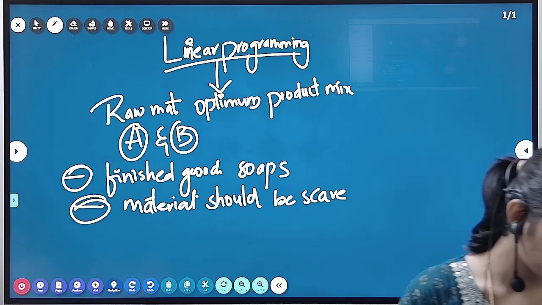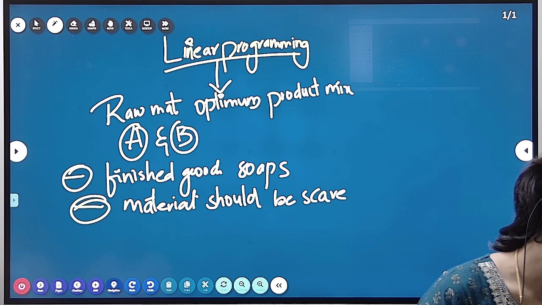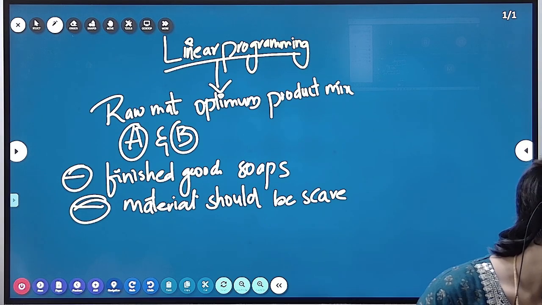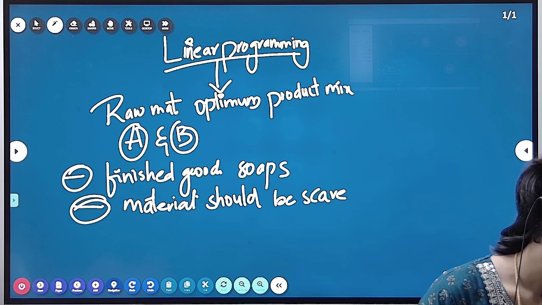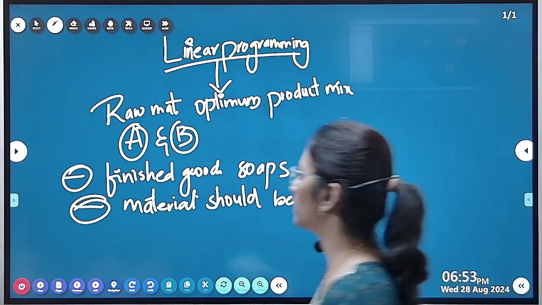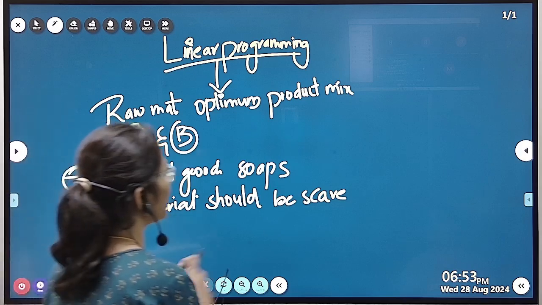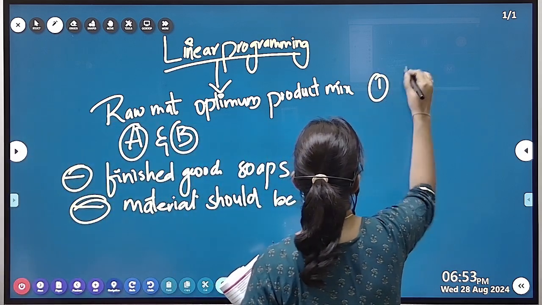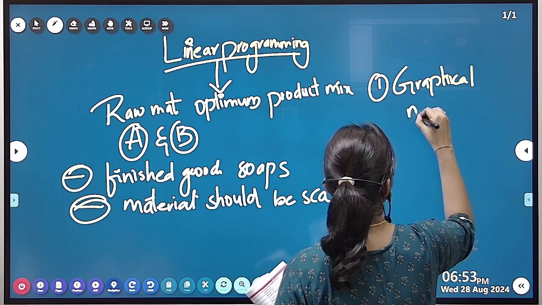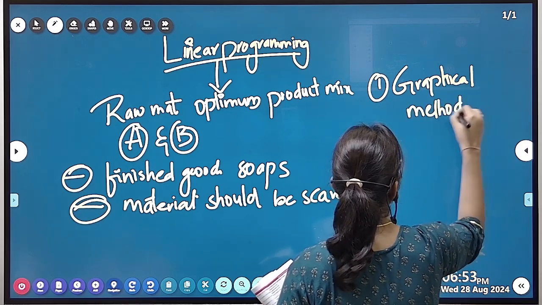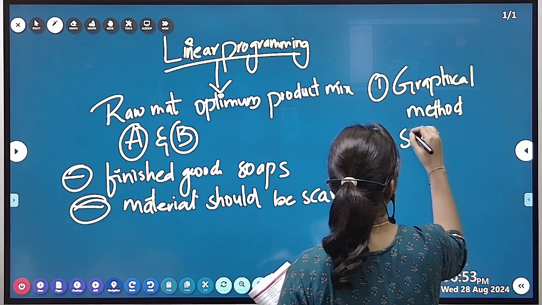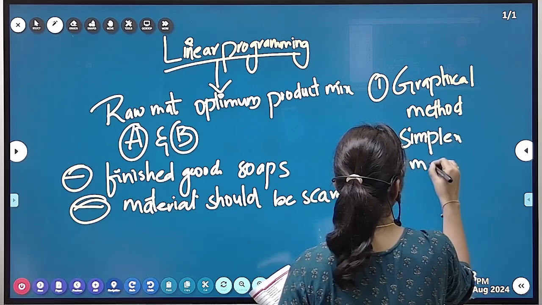Let us do one question. I will tell you an example. There will be two methods in this linear programming. One is the graphical method, and one is the simplex method.